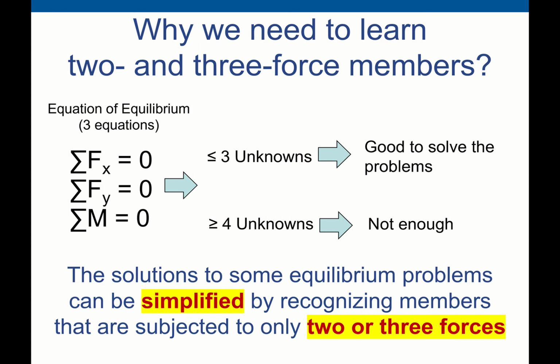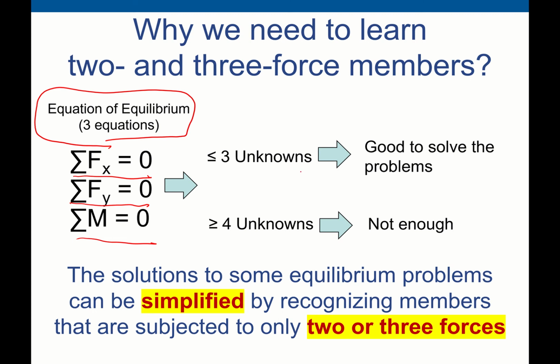Why do we need to learn the two or three force members? Because it can simplify the problems, so you can solve the problem easily. Basically what we learned is that we have three equilibrium equations: sigma Fx should be equal to 0, sigma Fy should be equal to 0, and sigma moment should be equal to 0.